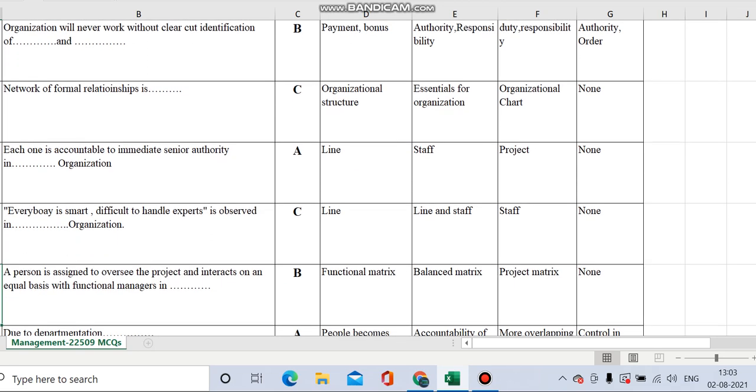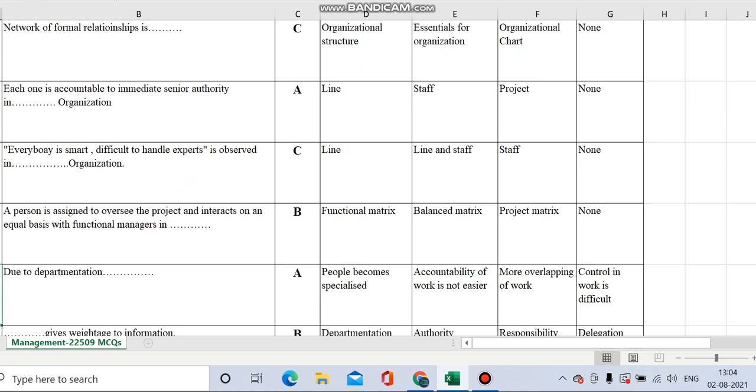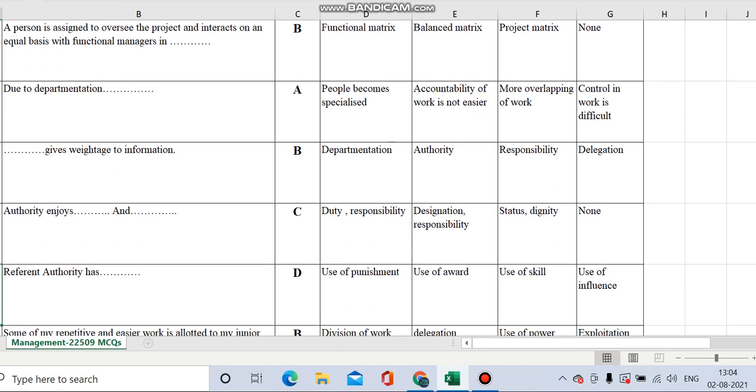Each one is accountable to immediate senior authority in which organization? In line organization. Everybody is smart, difficult to handle expert is observed in which type of organization? It is in staff organization, that is C. A person is assigned to oversee the project and interact on an equal basis with functional manager. It is balance matrix. Due to departmentation, people become specialized.